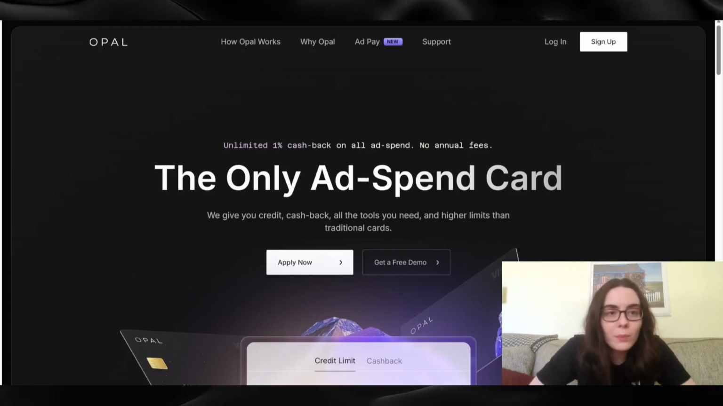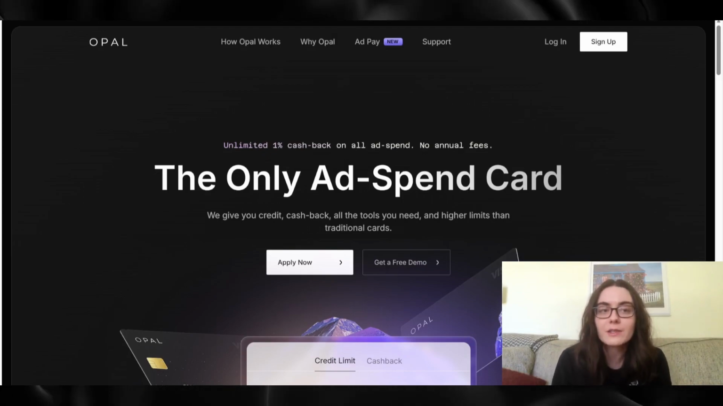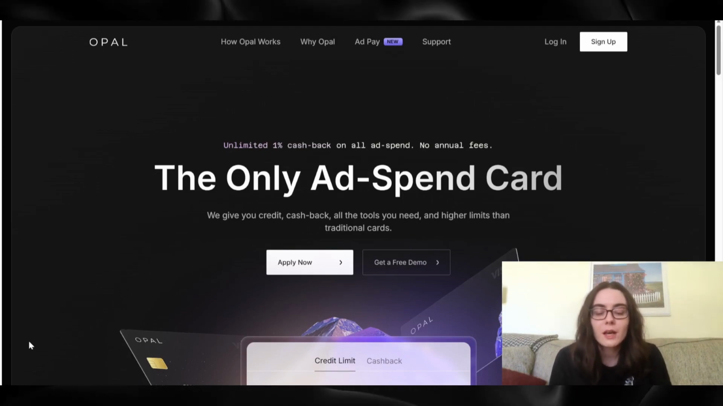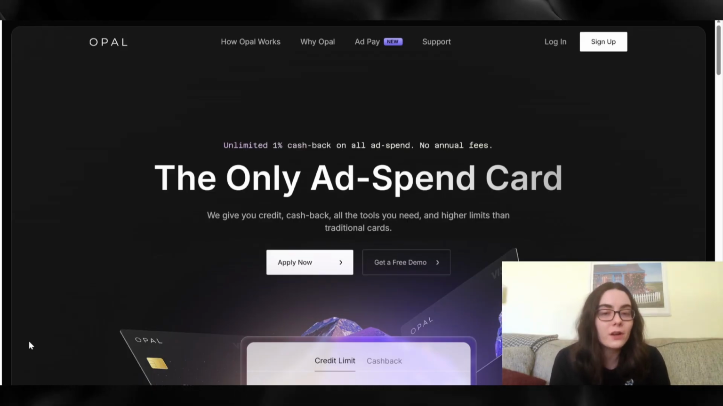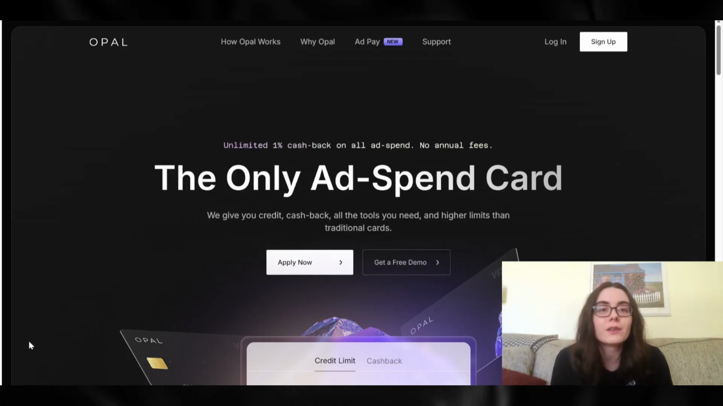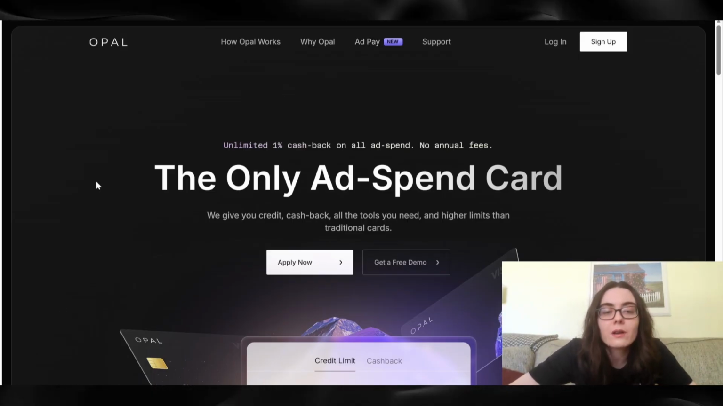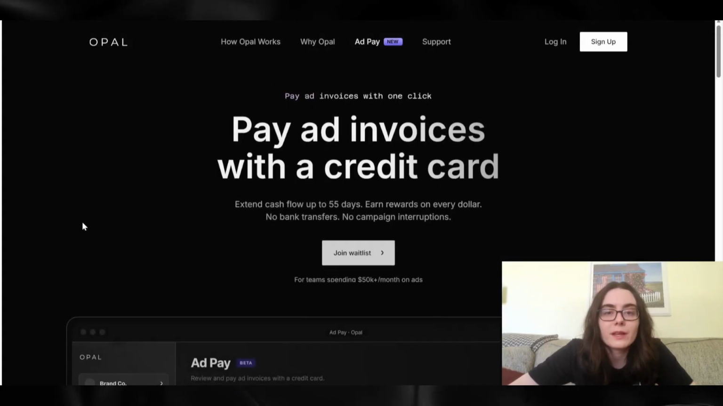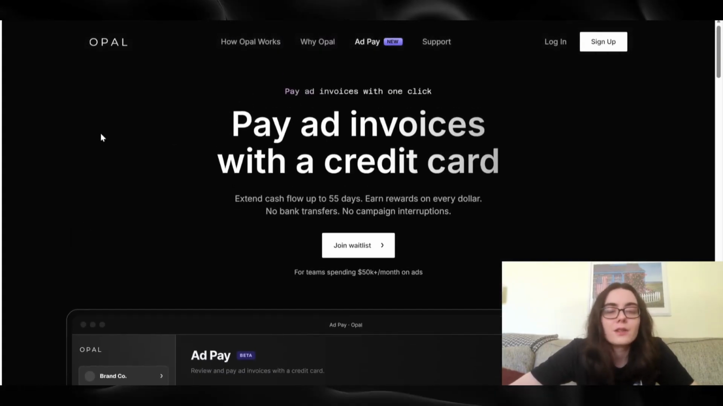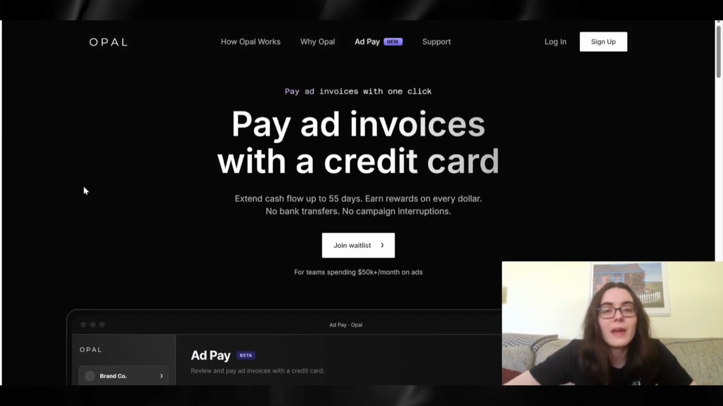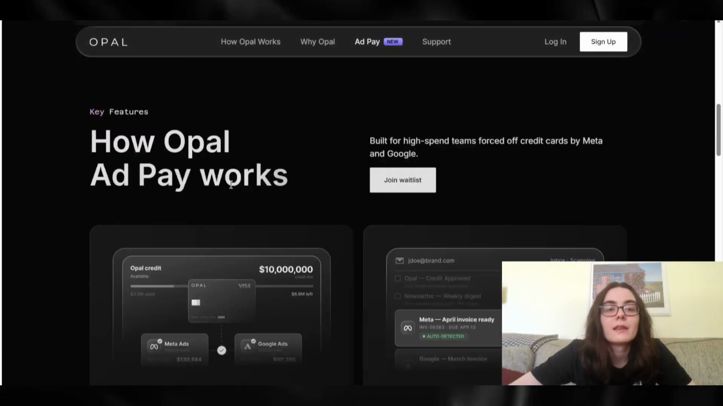Lastly, I want to show you Opal. This one was designed specifically around ad spending, so it's a niche solution here. Right now, their main product is their ad spend credit card, but you don't need their credit card to use their ad pay tool, which is a new tool that they'll be rolling out. You do have to sign up for the wait list. Currently, it's not live yet, but as you can see here, it's that same kind of solution, pay ad invoices with a credit card. They talk about Meta ads, Google ads, things like that.